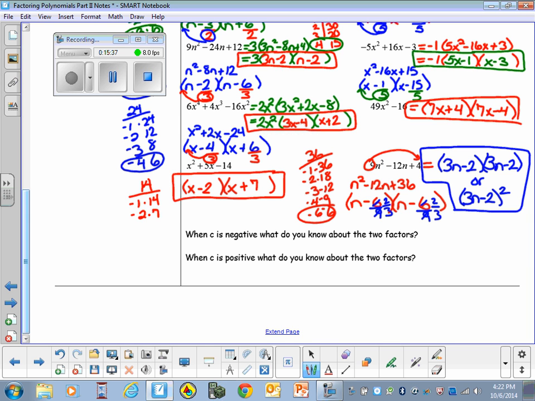So when C is negative, what do we know about the two factors? We'll have one positive and one negative factor. When C is positive, they are either both positive or both negative.